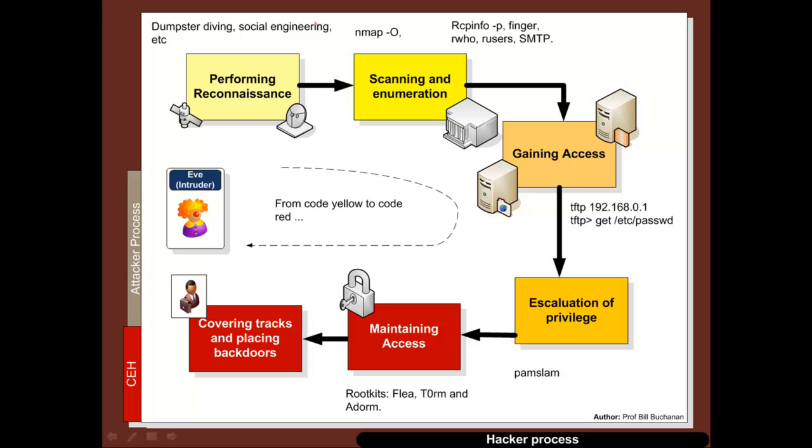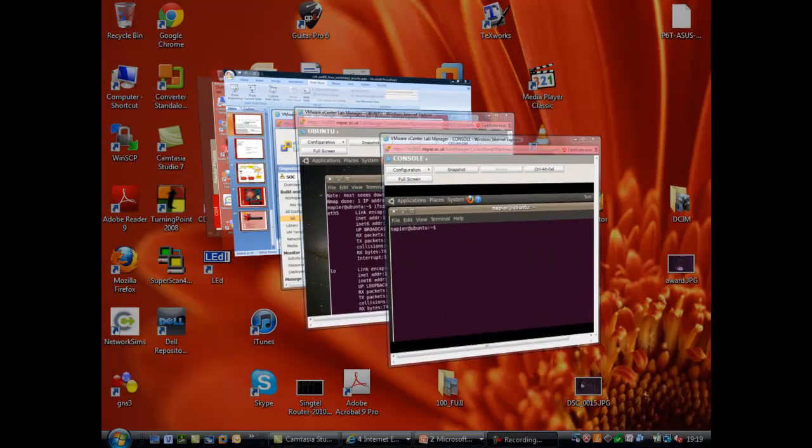In the form of gaining access, we can have TFTP, and unfortunately trivial FTP is a fairly easy way to get access to systems as a lightweight FTP server. Then to escalate privileges, we see programs such as PAMSLAM, and then in maintaining access we have rootkits such as Flea, Torn, and Adore, and then at the end we have covering tracks and placing backdoors. Okay, so let's have a look at an example.